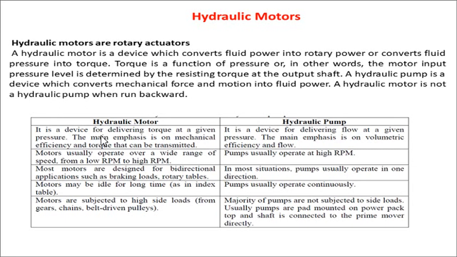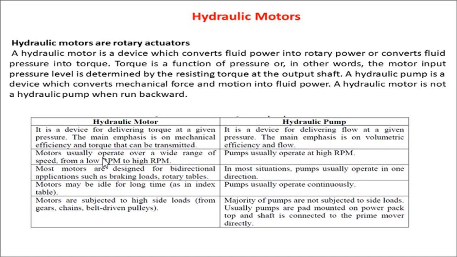The first difference is that a hydraulic motor delivers torque at a given pressure. The main emphasis is on mechanical efficiency and the torque that can be transmitted. Whereas a hydraulic pump is a device which delivers flow at a given pressure. The main emphasis of its design is on volumetric efficiency and flow.